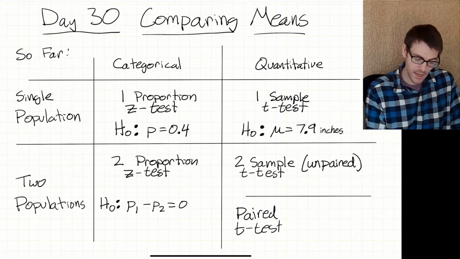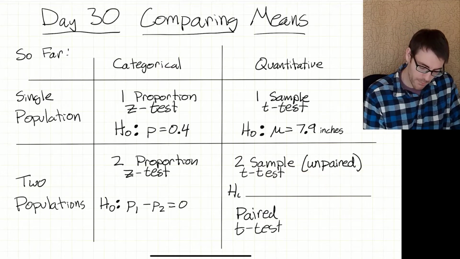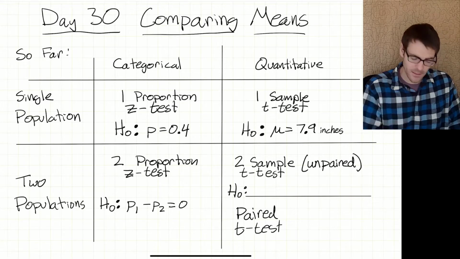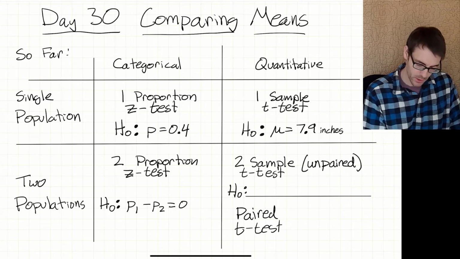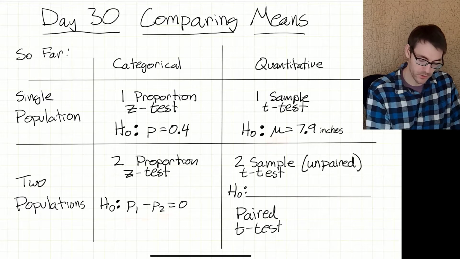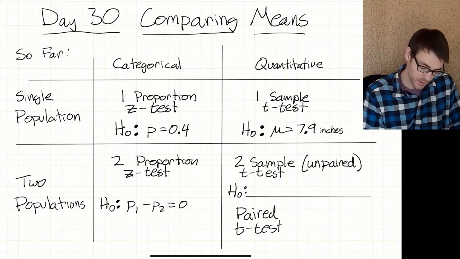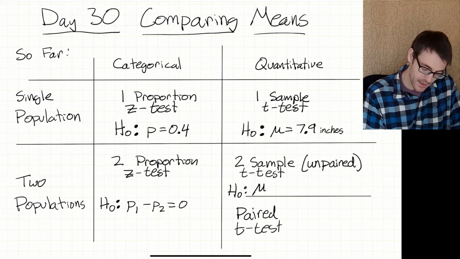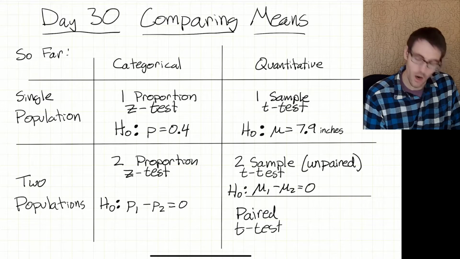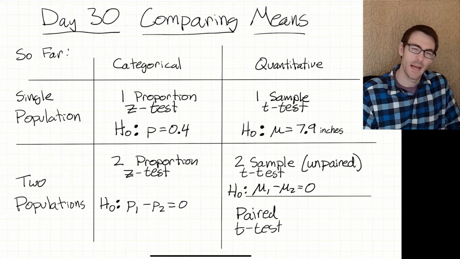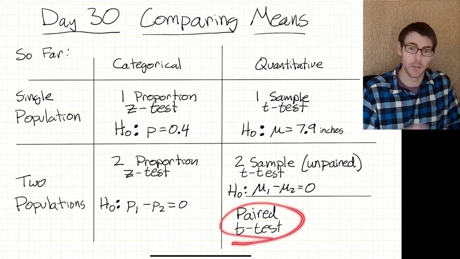Again, I think we could probably guess what a typical null hypothesis would be here, and that's just that the population parameters for two different populations are in fact the same. So our null hypothesis is that the average of population 1 and the average of population 2 are in fact the same thing. Again, if our data is paired, we'll do something a little bit different.